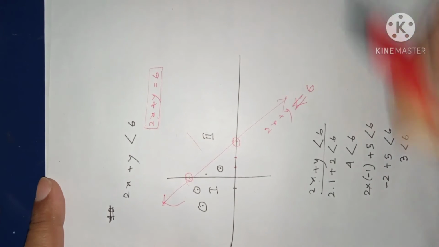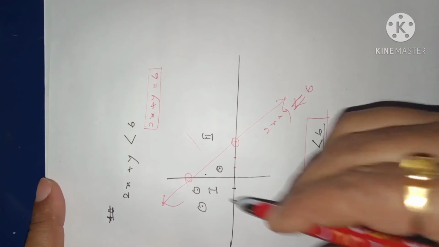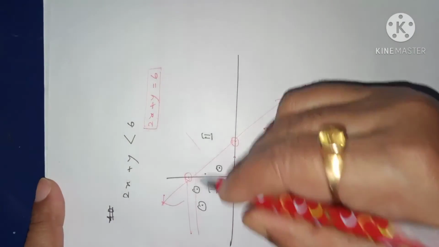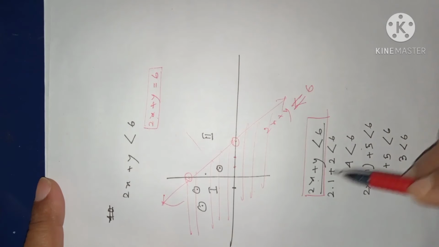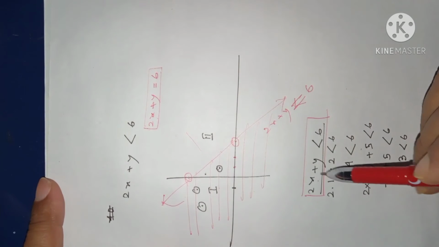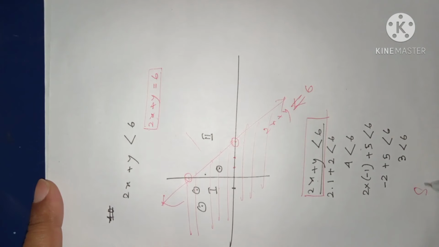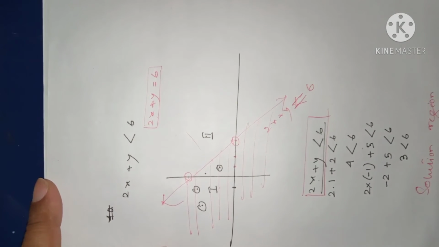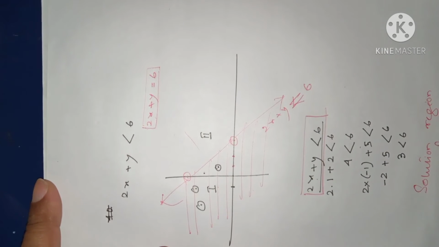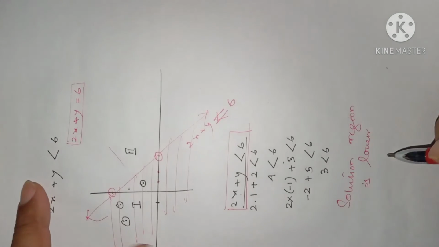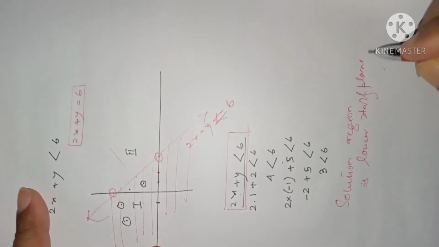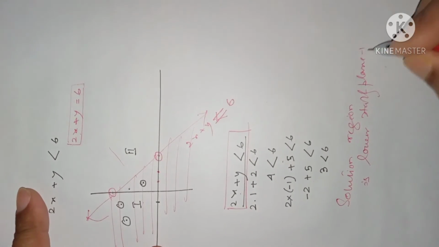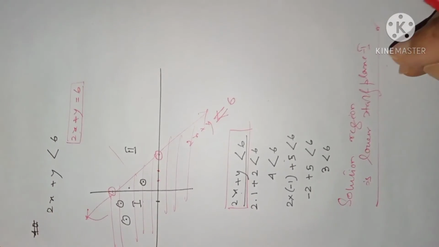Then what you can say? This time the solution region is the lower half plane 1, because these points can satisfy the inequation but not the points on the straight line. So the points in the lower half plane 1 can satisfy this inequation. So our solution region is lower half plane 1. So that is about solution region.